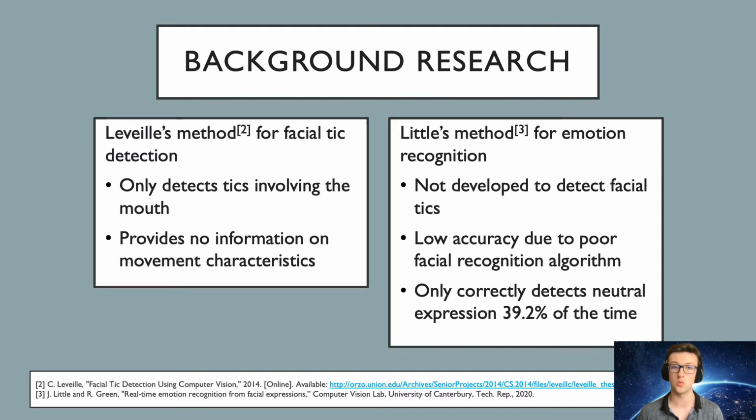Emotion recognition was also reviewed because this is a similar research area. It involves movement of the face and detecting what that means. So Little wrote a paper that used machine learning to classify various facial expressions. However, this classification was poor in the neutral position, which is quite an important position to be able to identify if you're looking for facial tics. And there was, again, no information provided on the movement characteristics, so how far each feature moved.